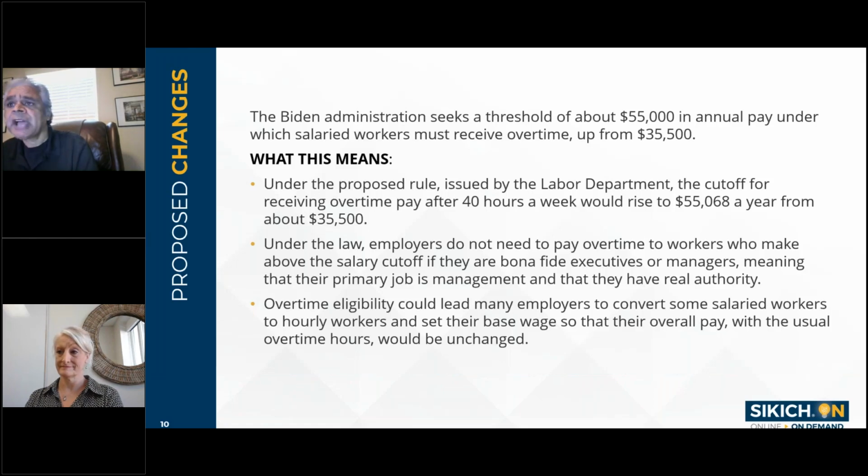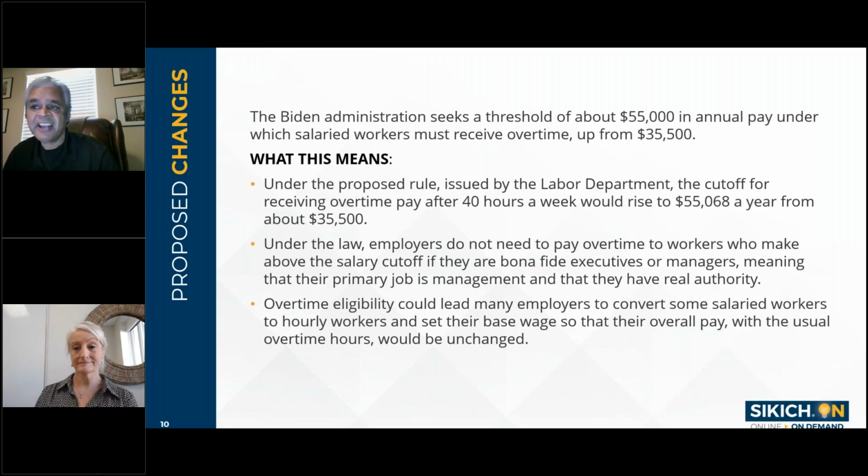Okay, so our first topic: what is the proposed overtime rule? There's really only one change, but that one change gets complicated if you really think about it. They're not changing the hours after 40. You still get the overtime, and those rules and regulations don't change. The only change is to the exempt salary threshold. If somebody makes $35,500, they could be considered an exempt employee. Now they're changing that limit from $35,500 to $55,068 per year.